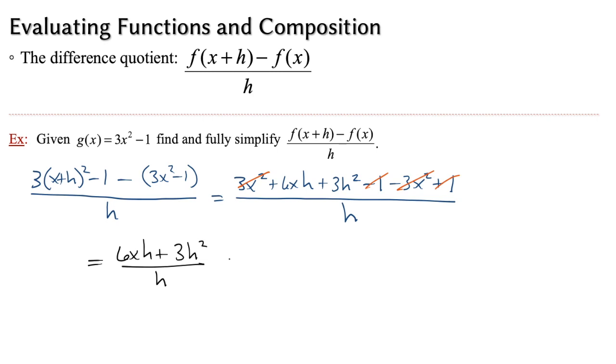Now, once this is done, because all the terms have an h in the numerator, we can again factor that out, leaving us with 6x plus 3h, and then we'll divide by h. And of course, those we can reduce. So our final result is 6x plus 3h, fully simplified.